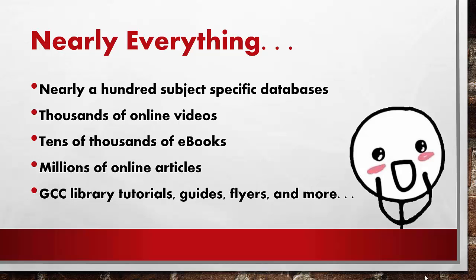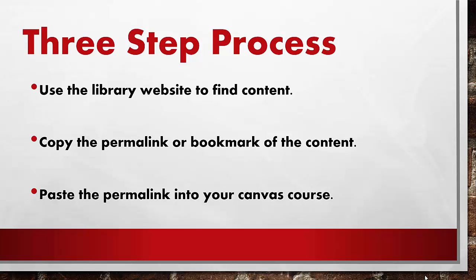Alright, so with that being said, in order to use some of our online subscription database content in your Canvas class, there's a three-step process that you need to follow. First, you're going to use the library website to find your desired content. Second, you're going to copy the permalink or bookmark for the online content. And then finally, you're going to paste this link in your Canvas course. Alright, so let's begin with step one, using the library website to find your desired content.